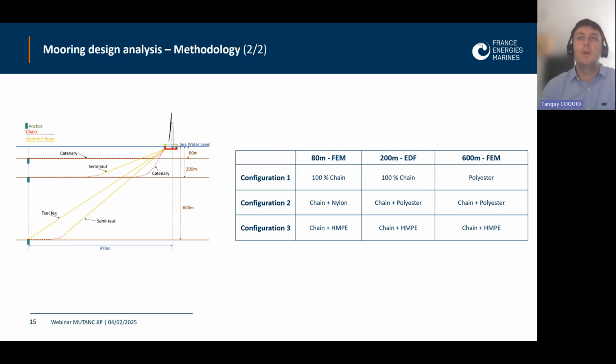As I said already before, we decided to split the cases that we want to study. I will only introduce you today to the shallow water depth, 80 meters, and to the deep water depth, 600 meters. For the shallow water depth, we have looked at a 100% catenary chain system, a chain plus nylon system, and chain plus HMPE, which is also called Dyneema. For the deep water depth, polyester 100%, chain plus polyester, and chain and HMPE.